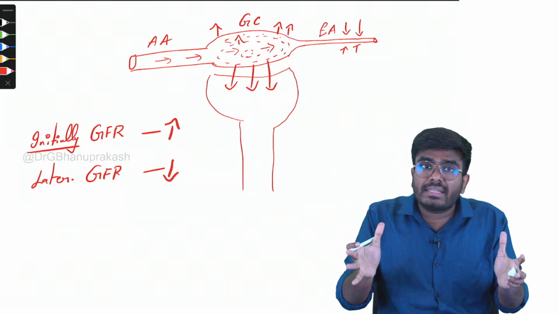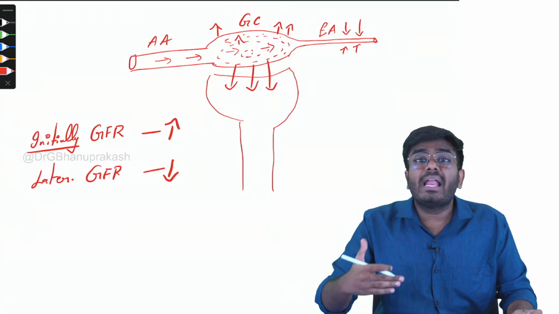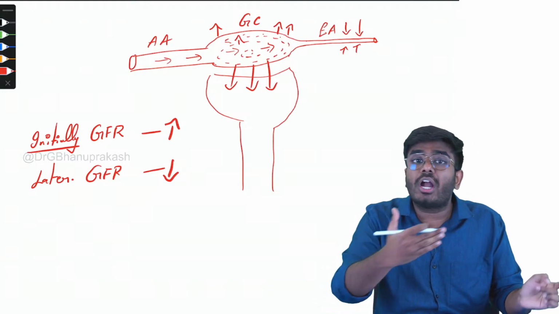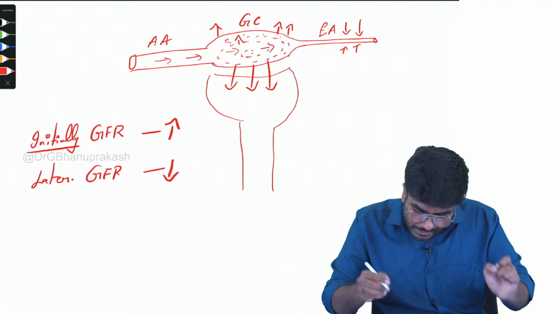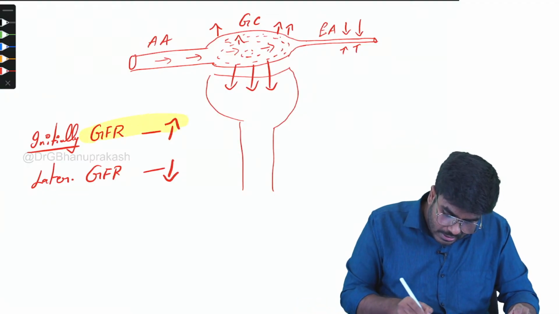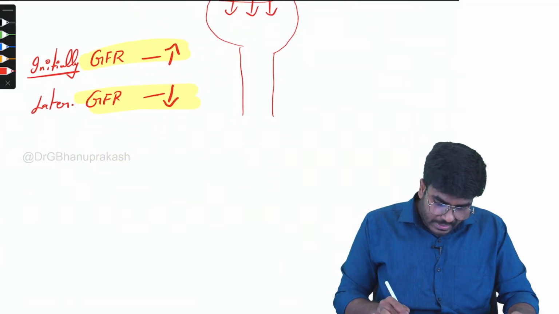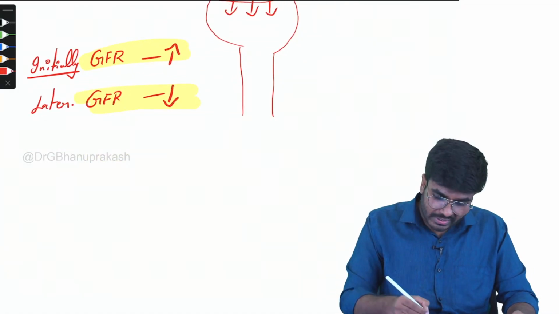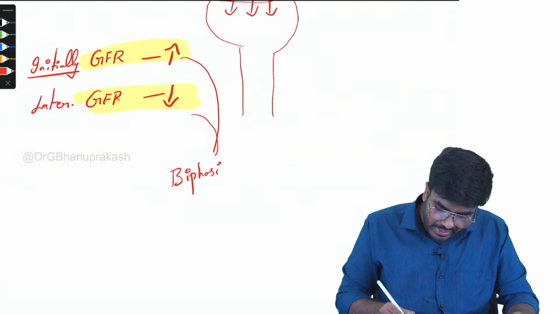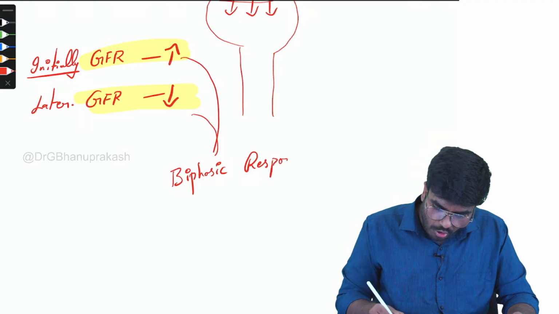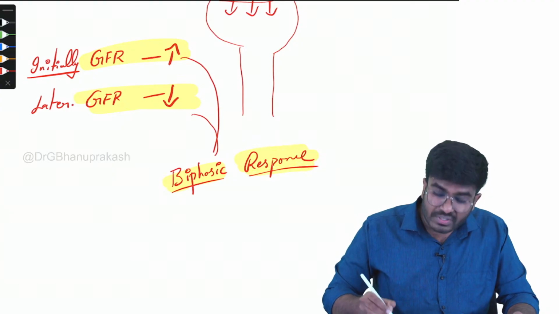So blood is accumulating there. This accumulated blood will be an impediment, an obstruction. It's not letting the new blood come. So what happens? GFR decreases. So a very important point is that initially GFR increases, later GFR decreases. This response is called a biphasic response.